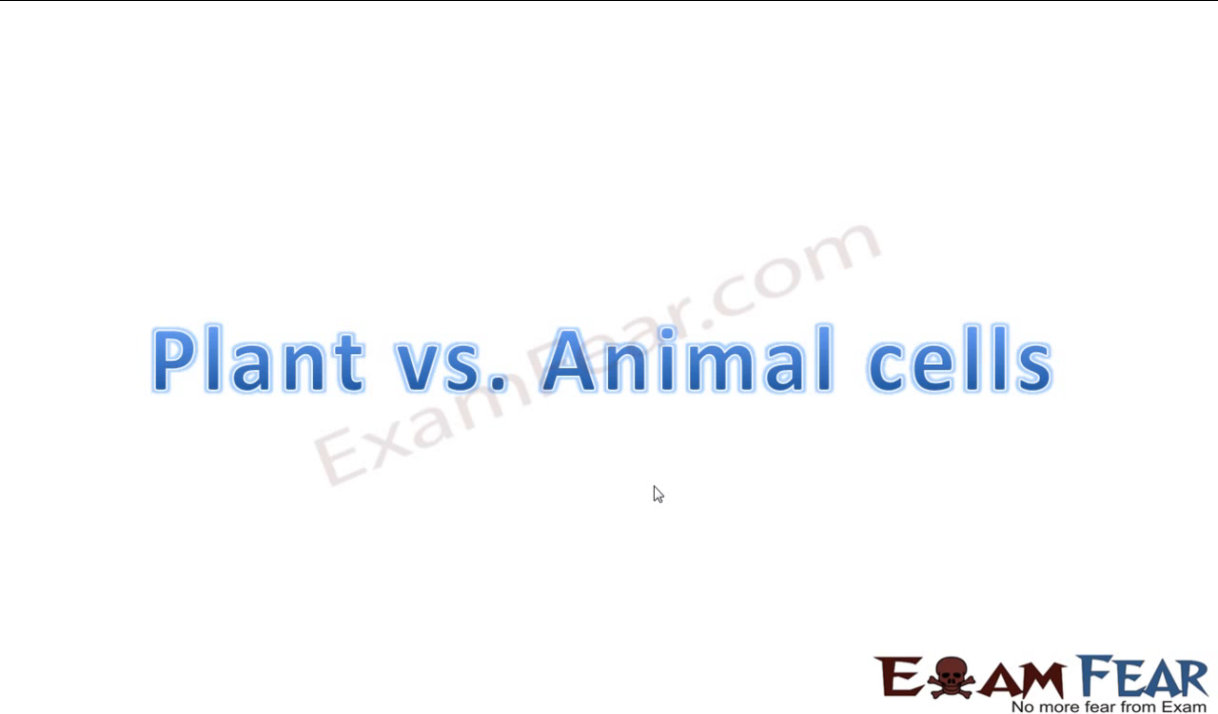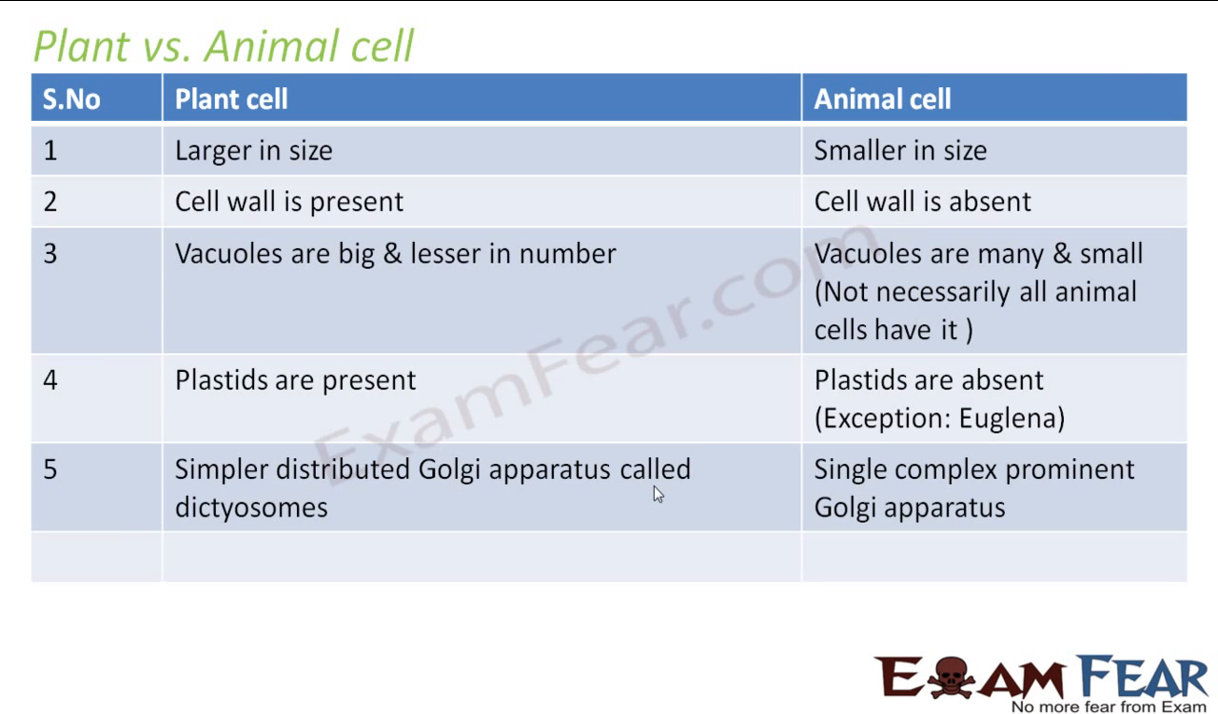So knowing all this, let us have a quick comparison between a plant cell and an animal cell. A plant cell is generally larger in size. Animal cell, comparatively smaller in size. In a plant cell, cell wall is present. Animal cell wall is absent. Quite obvious, right? As I mentioned before also. Vacuoles in plant cells are big and lesser in number, whereas in case of animal cells, vacuoles are many and small in number. And another important thing to note here is that not necessarily all animal cells have a vacuole. So it is not necessary that every animal cell will have a vacuole.